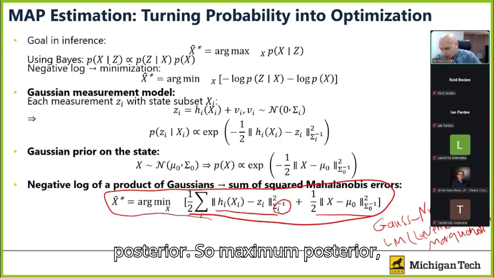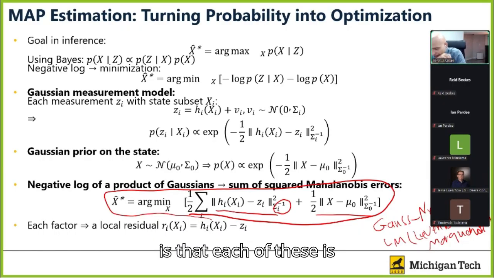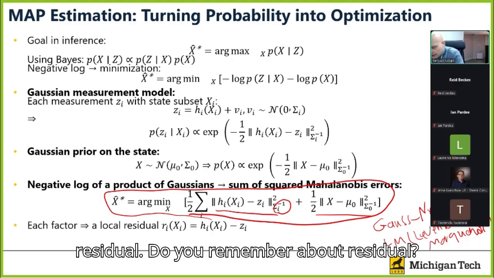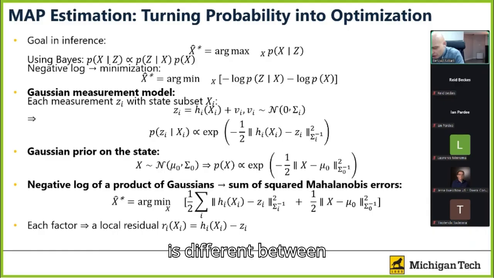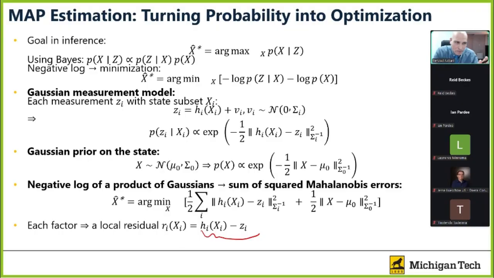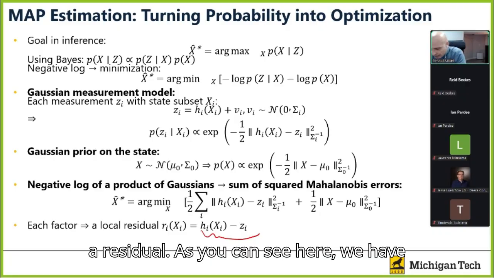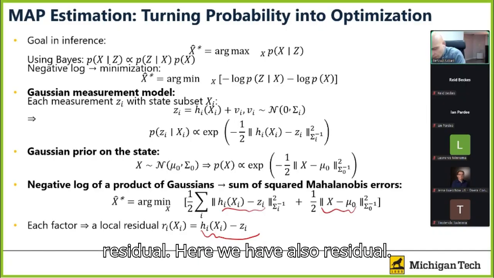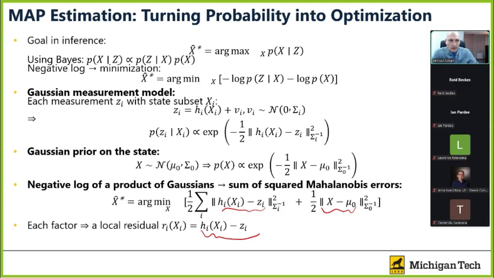The last thing that I need to mention is that each of these is a kind of local residual. Do you remember residual? We talked about residual before. If not, residual is the difference between the predicted value and the actual value. That's a residual. As you can see here, we have a residual. Here we also have a residual. And imagine you have many other factors.